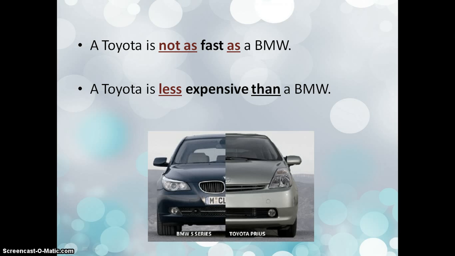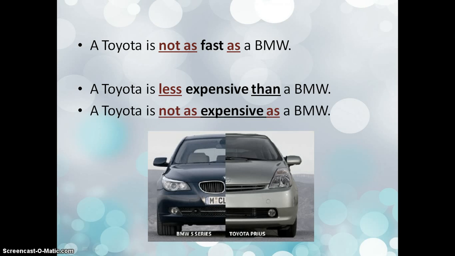There's one more sentence we can use. A Toyota is not as expensive as a BMW. Well, look at that. We can use not as as for one-syllable adjectives, but also for 2+ syllable adjectives. However, we can only use less than with 2 or more syllable adjectives.